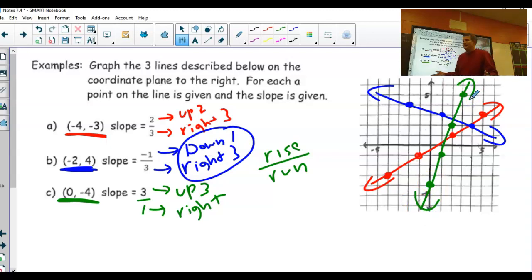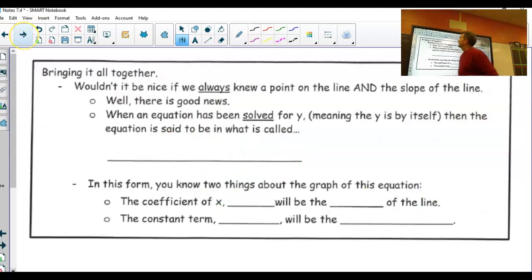But wait, you say those aren't equations. It's easy to graph it when you know a point and the slope, but what do you do when you have an equation? Well, that's what we have now. We bring this all together. Wouldn't it be nice if we always knew a point on the line and the slope of the line? Well, here's the good news. When an equation is solved for y, all right, that's what you did on your homework last night. You solved equations for y.